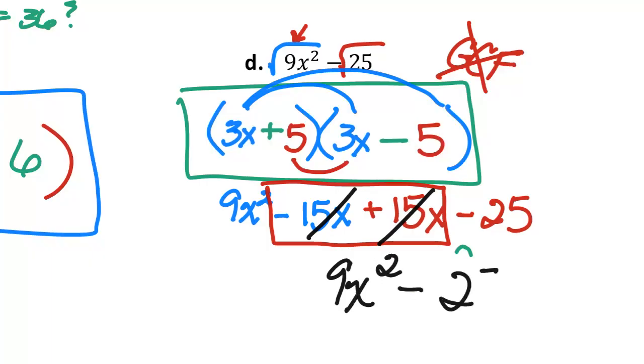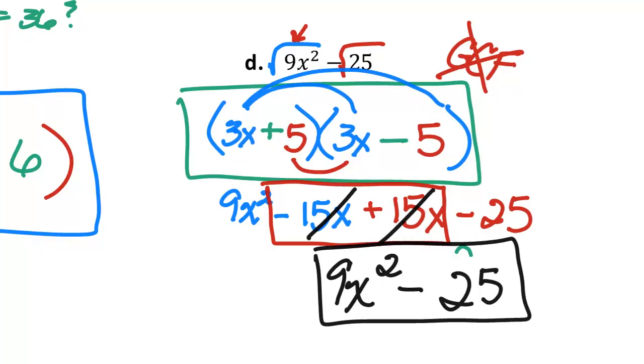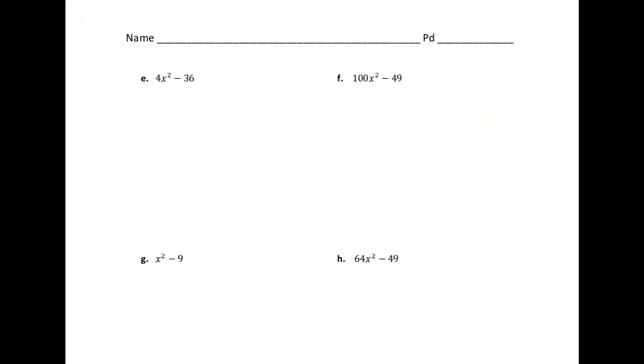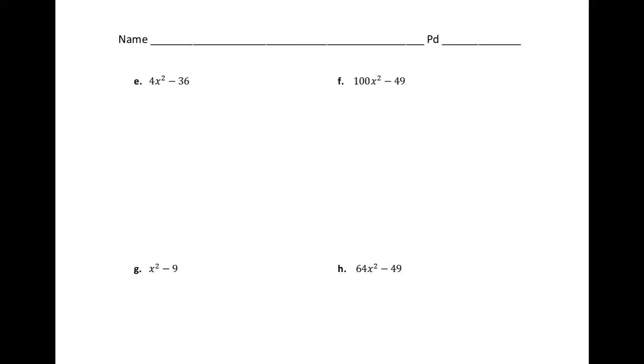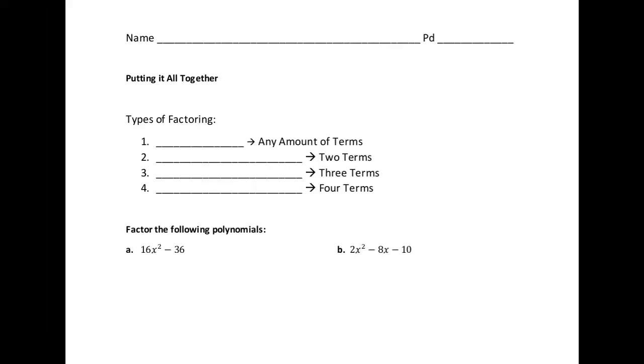That's why if you redistribute and multiply it out, you get what you originally had, because the two middle terms cancel out. Okay? But this is the factorization. All right, let's turn the page. And let's see if we can do, let me see if I can find. These are all x squareds.